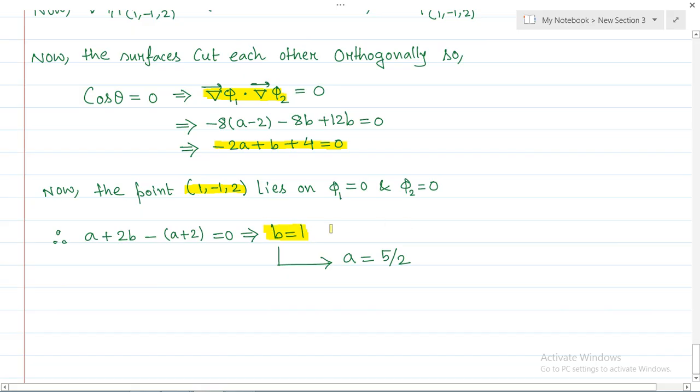After getting this value, we substitute this b value in the previously obtained relation. From there we can get the value of a, and a comes as 5 by 2. So these are the two values of the constants for which the surfaces will cut each other orthogonally.